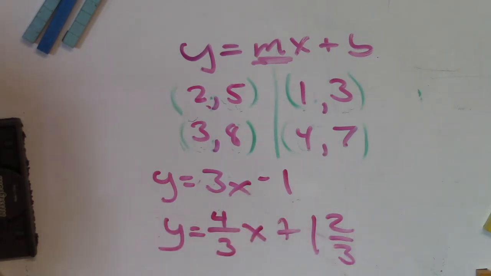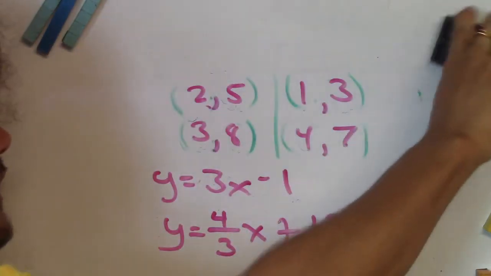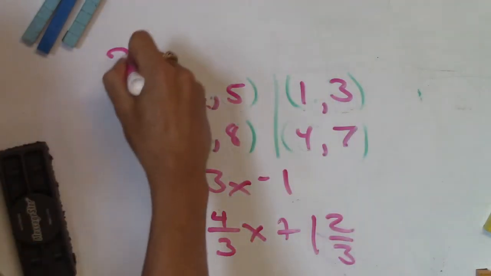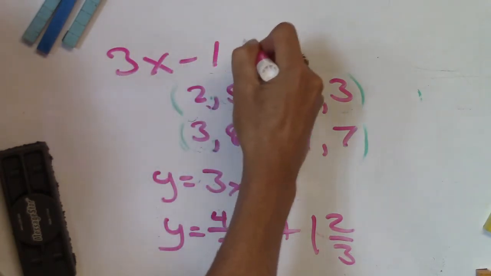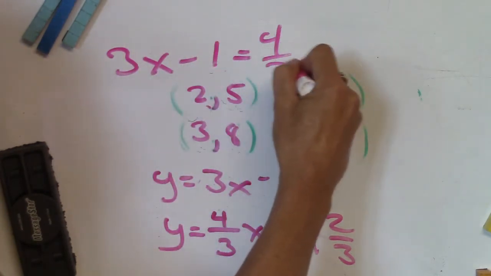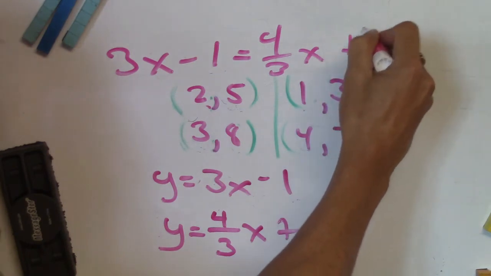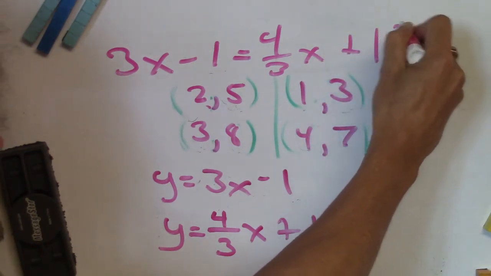Alright, so let's solve this bad boy. Do I have room? I do not have room. I'm going to put it up here on top. So what I'm going to wind up with is 3x minus 1 is the same thing as 4/3 of an x plus 1 2/3.